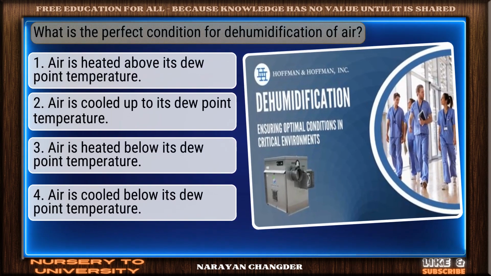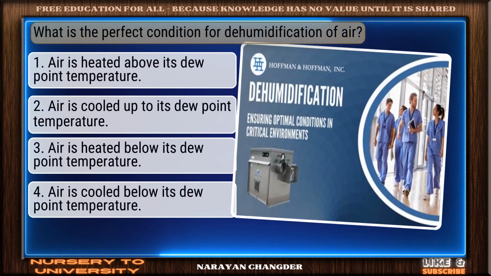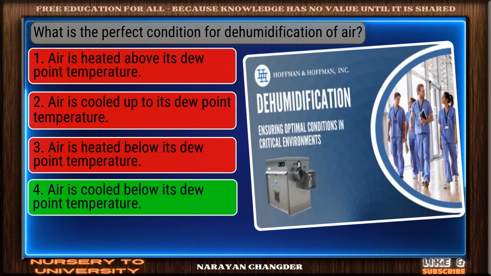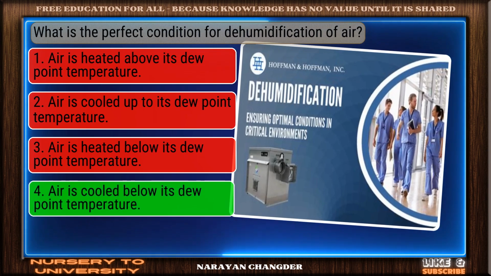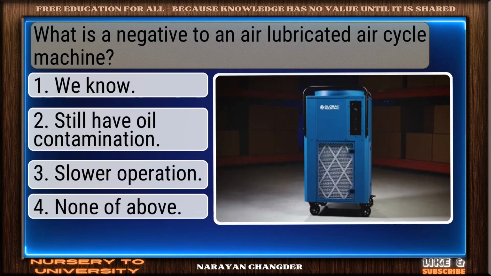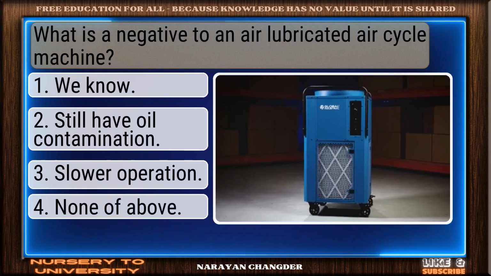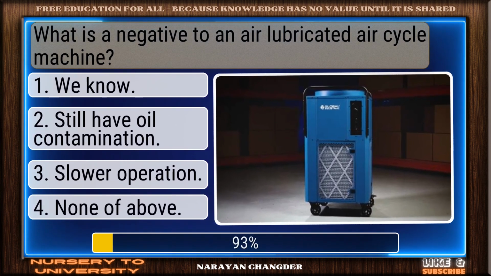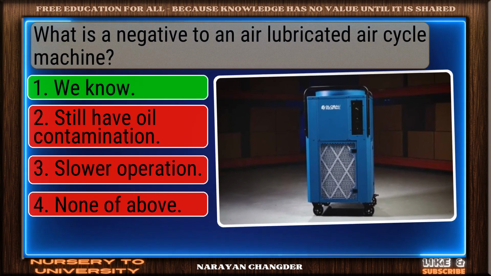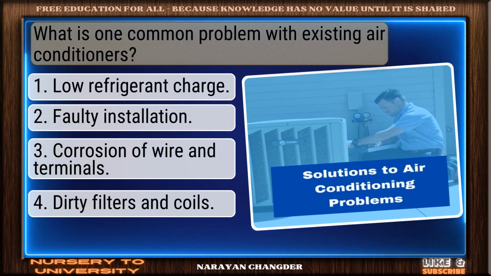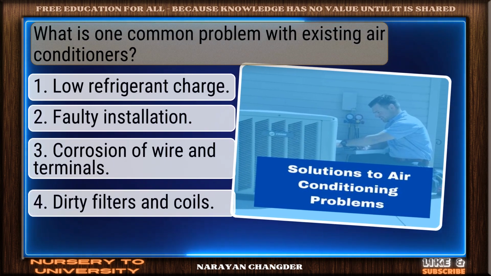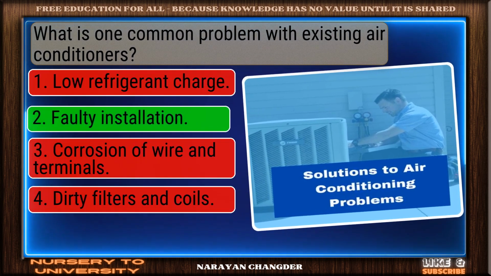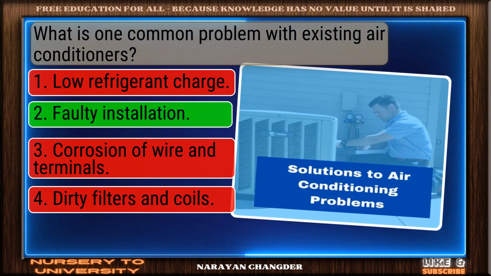What is the perfect condition for dehumidification of air? Smart move. Air is cooled below its dew point temperature is an accurate answer. What is a negative to an air lubricated air cycle machine? Valid point. We know is true. What is one common problem with existing air conditioners? Well done. Faulty installation is the right choice.